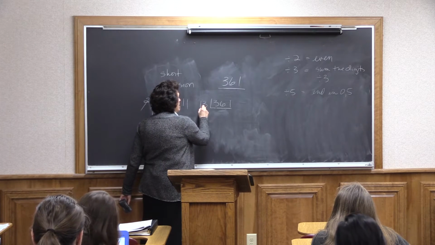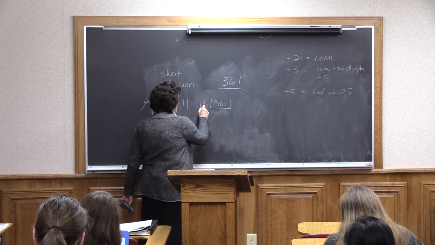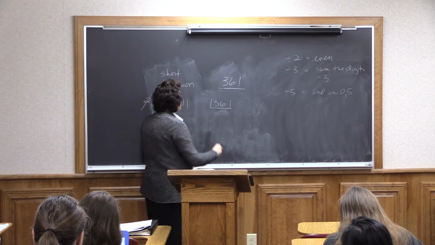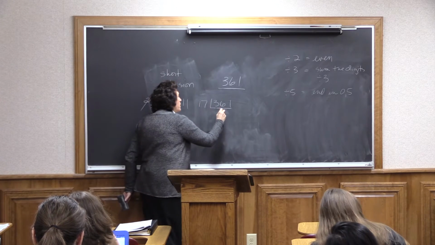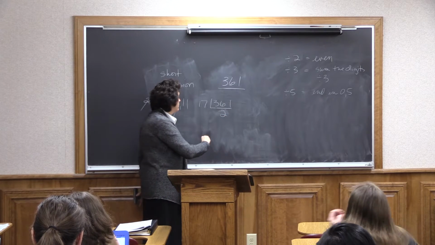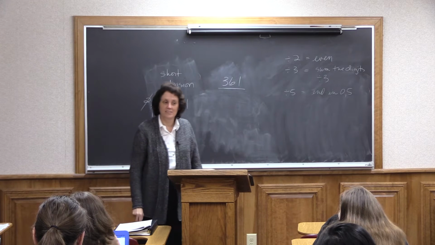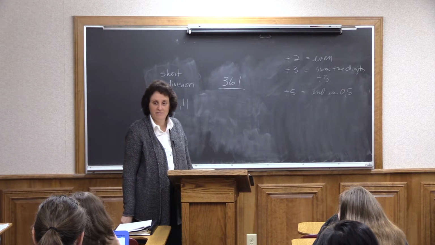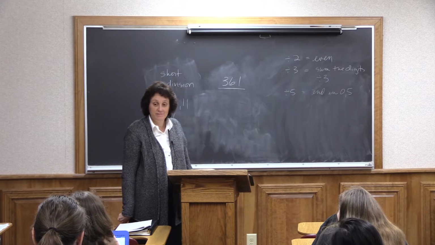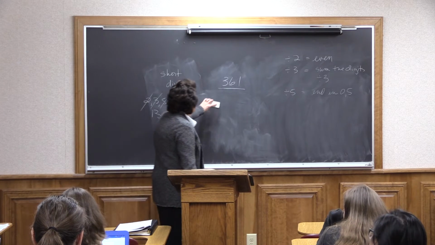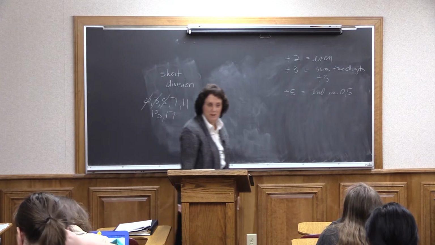13 times 2 is 26. That leaves me at 10, 101. What about 17? 17 twice is 34. No. So guess what kind of number this is? In and of itself, it's already a prime number. How are you going to know that if you can't quickly and accurately divide by primes?